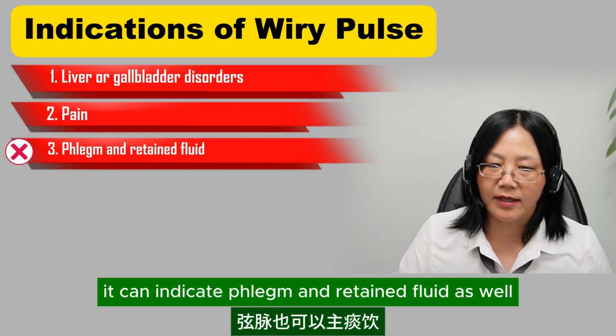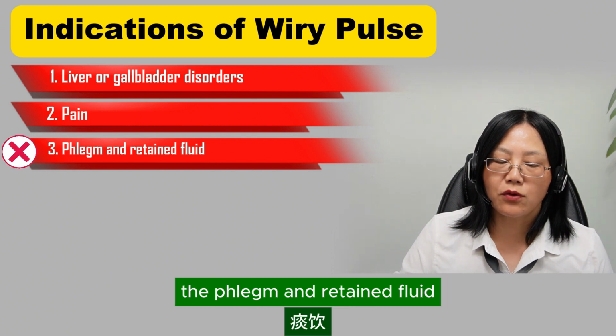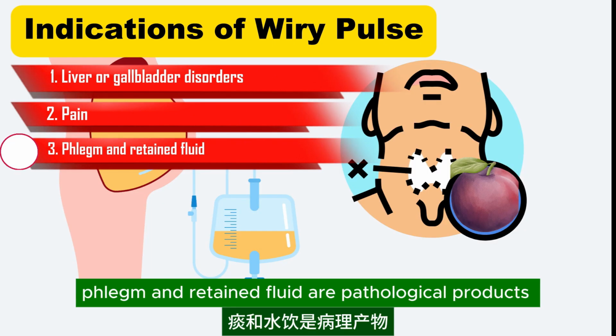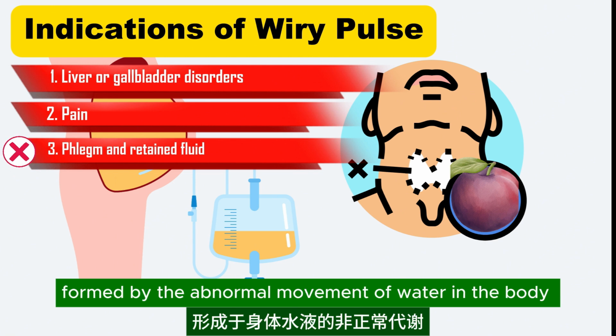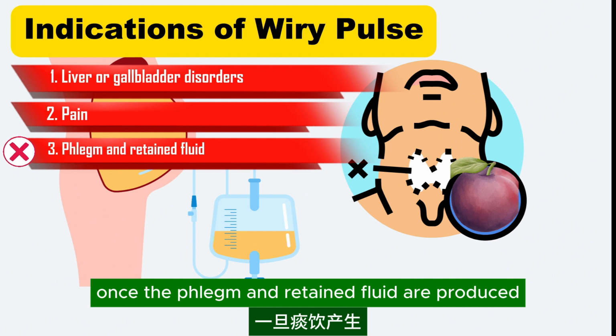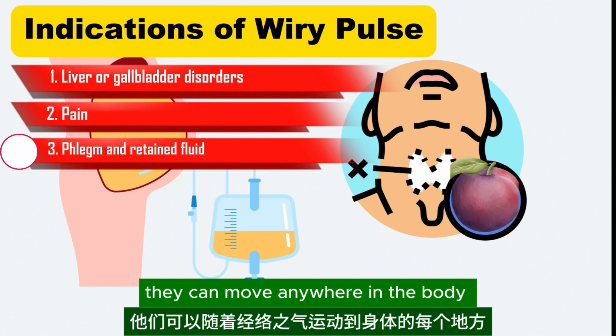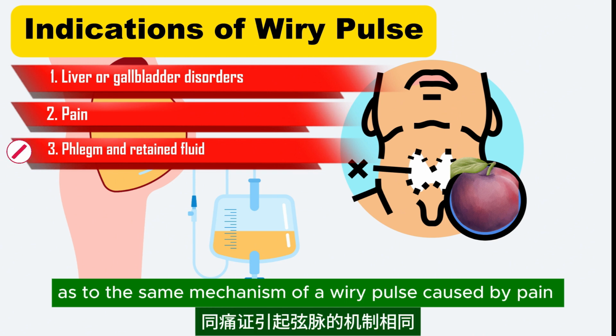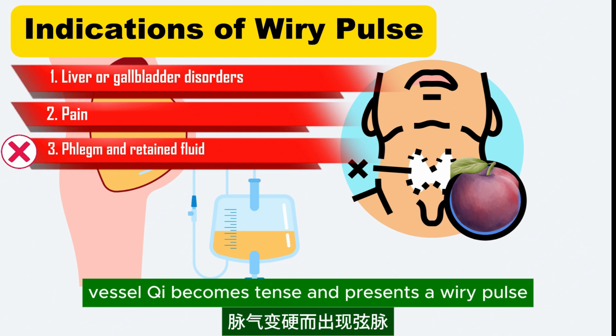It can indicate phlegm and retained fluid as well. The phlegm and retained fluid can also make the vessel tense. Phlegm and retained fluid are pathological products formed by the abnormal movement of water in the body. Once they are produced, they can move anywhere in the body following the flow of the meridian qi. If the meridian qi is blocked by the phlegm and retained fluid, by the same mechanism as a wiry pulse caused by pain, vessel qi becomes tense and presents a wiry pulse.